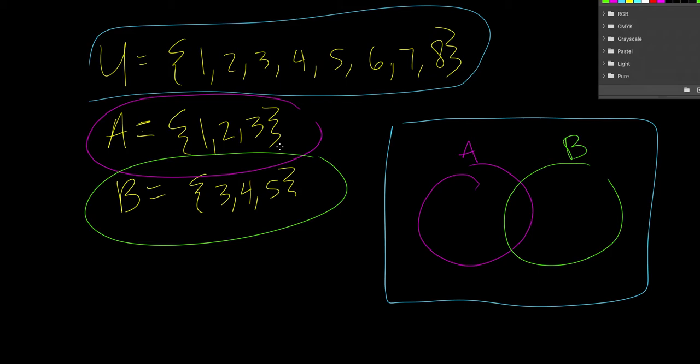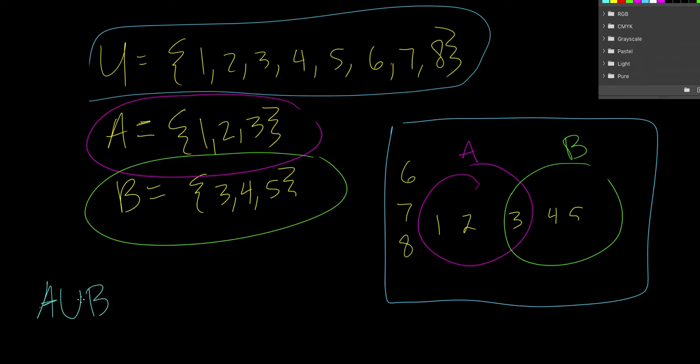Okay, we can also place our elements where they go. So A and B have 3 in common, and we also have 4 and 5 in B, and then we have 1 and 2 in A, and then we get 1 through 5, and we have 6, 7, 8. Okay, so the first thing is let's introduce union.